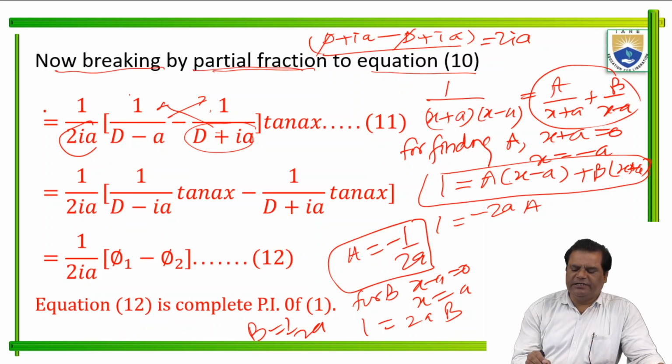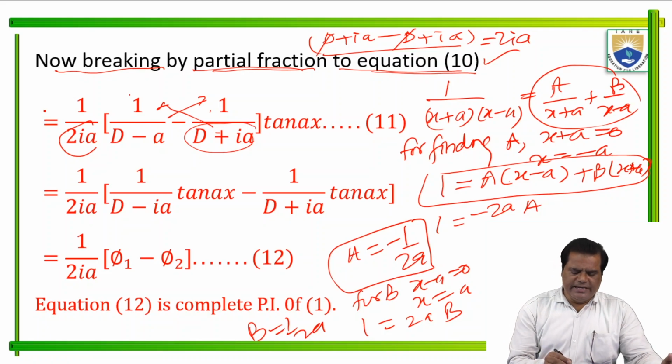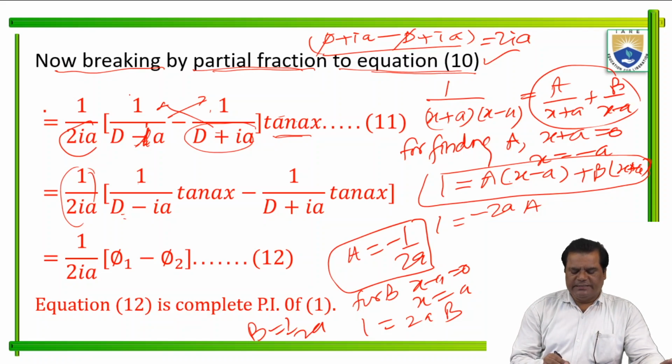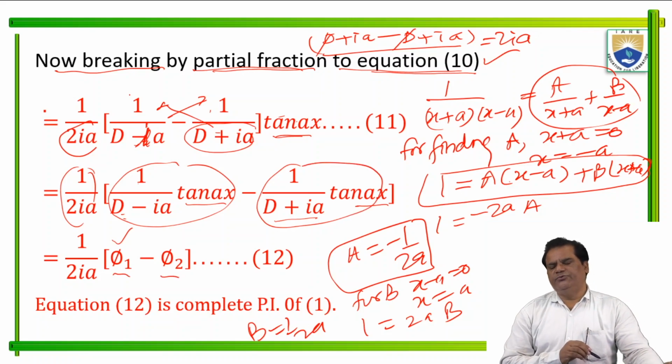Now breaking by partial fraction equation 10, we can break this directly. It is a very easy function, so we can write this function directly. So here is ia. Now 1 upon 2ia times [1 upon D minus ia] multiplied by sin(ax). Inside the bracket, both operators we multiply by this function: 1 upon D minus ia sin(ax) and minus 1 upon D plus ia sin(ax). So we consider this first function phi1 and the second function phi2.